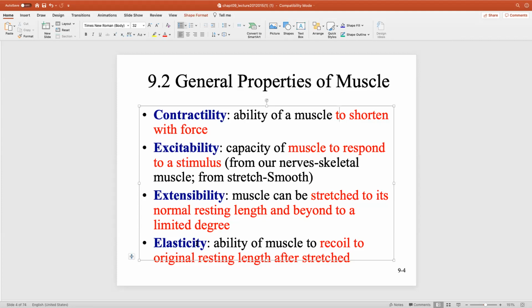Last one, elasticity: the ability of muscle to recoil to its original resting length after being stretched. Now, the best example of this right here, keep in mind, these are general properties of all muscles. So smooth muscle, best example right here, when the smooth muscle of your bladder is stretched out.